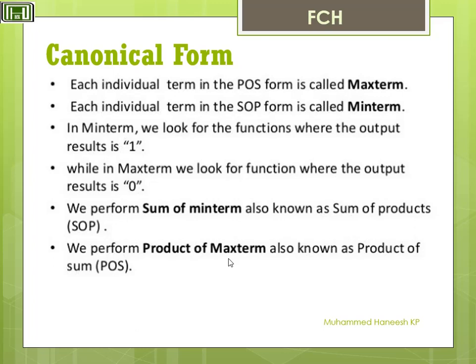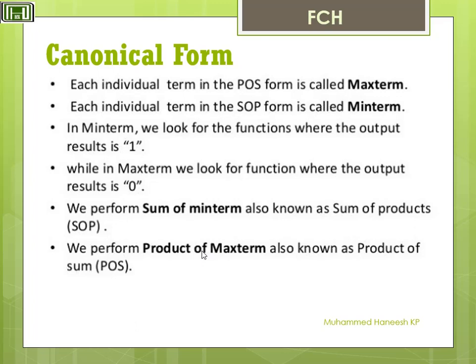Now, canonical form. Each individual term in the POS form, that is product of sum, is called a maxterm. Each individual term in the SOP form, that is sum of product, is called a minterm.